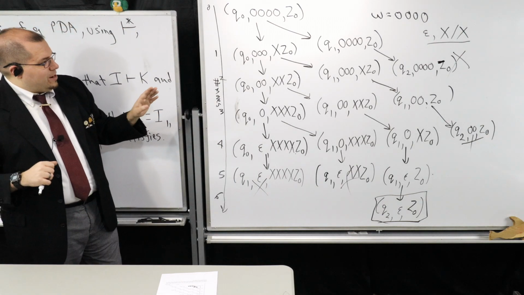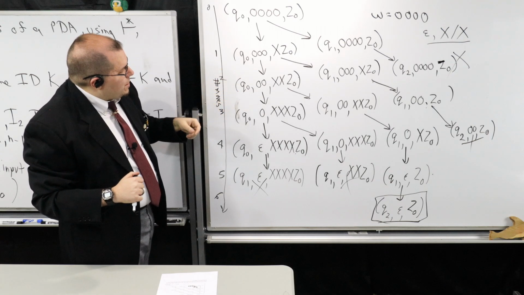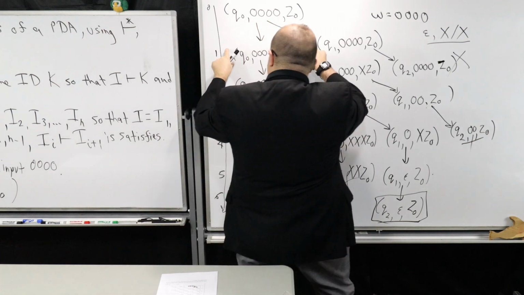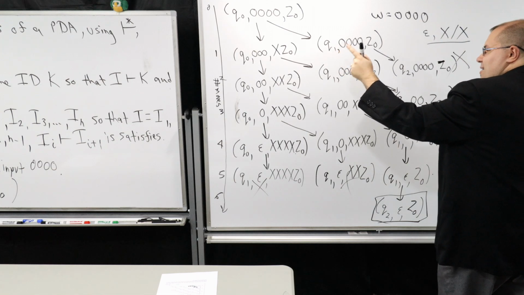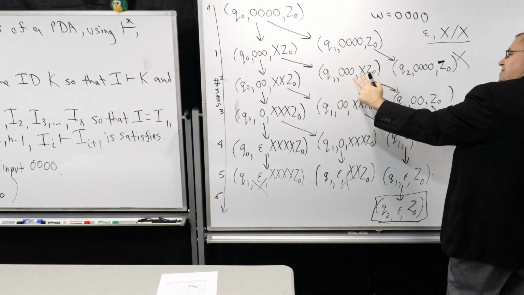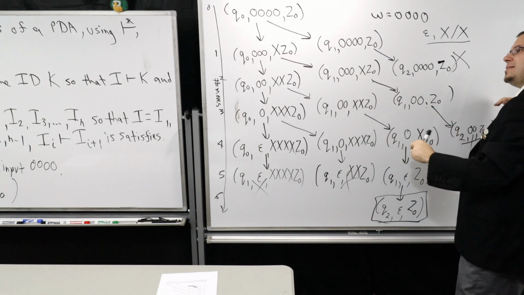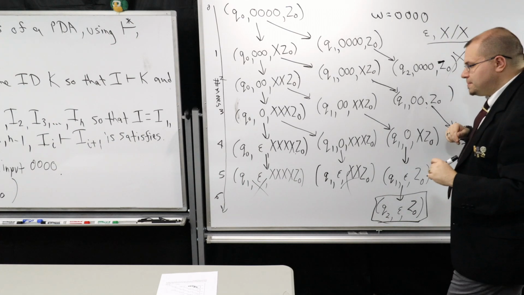So whenever you see, okay, how did you go from this state to another state? Like this one, for example, when I have Q0, 0, 0, 0, X, Z0, you'll notice I go to Q1 and then I have the same symbols here in the input, and I also still have the same stack. That's an epsilon move that's happening here.